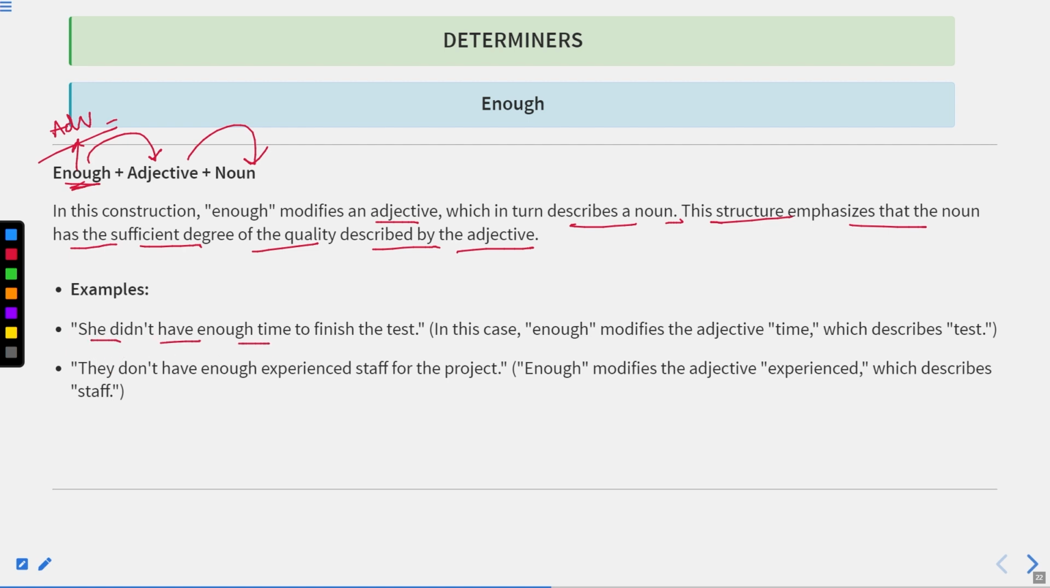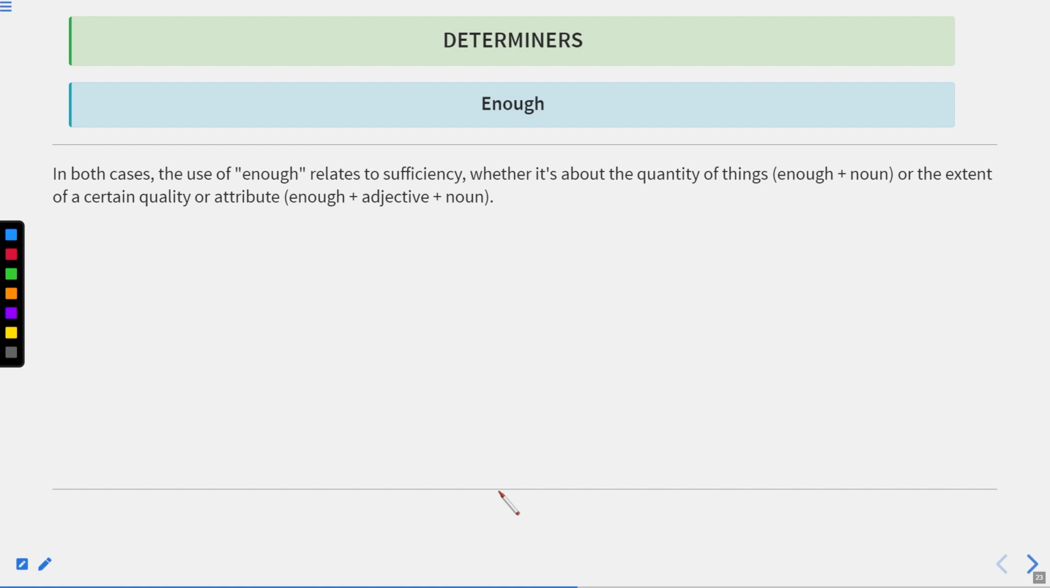She did not have enough time to finish the test. So she did not have enough time, to finish the test. They don't have enough experienced staff for the project. So staff is the noun, experienced is the adjective, and enough is an adverb over here. Enough modifies the adjective experienced, which describes the word staff. Now let us move to the next one. In both cases, the use of enough relates to sufficiency.